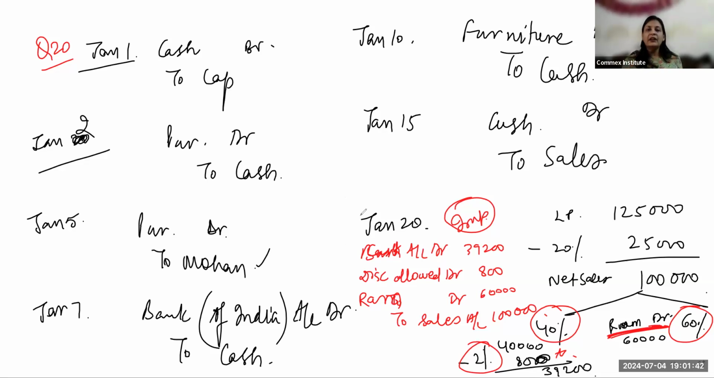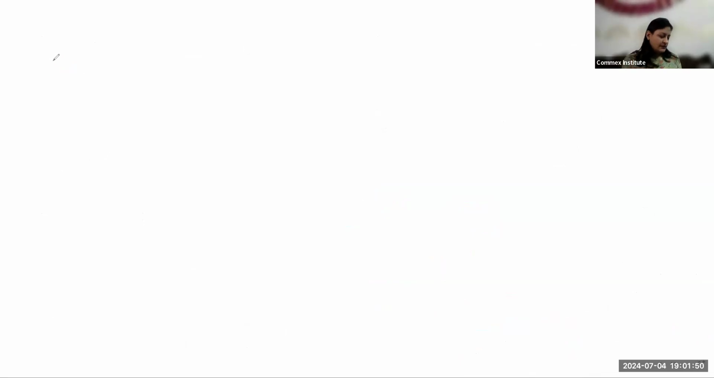So Jan 20 wali entry, important mark kar lo. This kind of entry is important. Others was very simple. Moving on to Jan 25. Cash to sales, simple one.